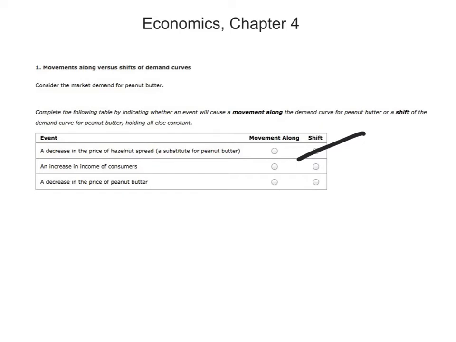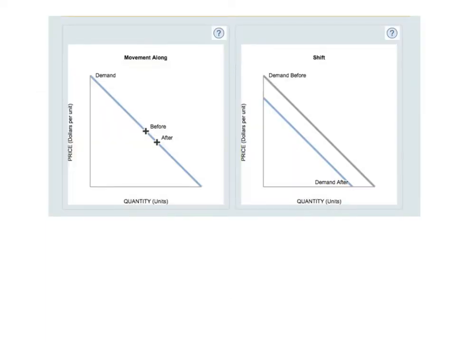An increase in the income of consumers. Everybody's got a little bit more money to spend. So again, it doesn't matter what the price of peanut butter is, we want a little bit more of it because we have more money. That's a shift. A decrease in the price of peanut butter, that shows up directly on the graph. That's a movement along the curve. People buy a little bit more because the price went down. So again, if we get a change in price, we get a movement along the curve. If we get a change in anything other than price, we get a shift in the curve.